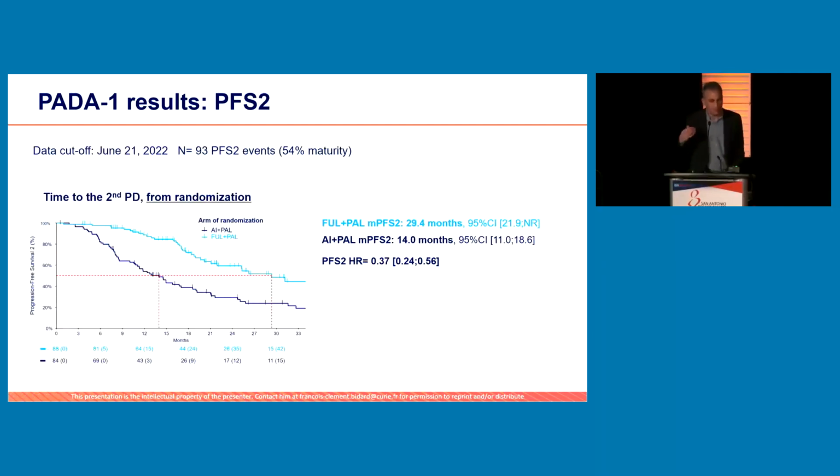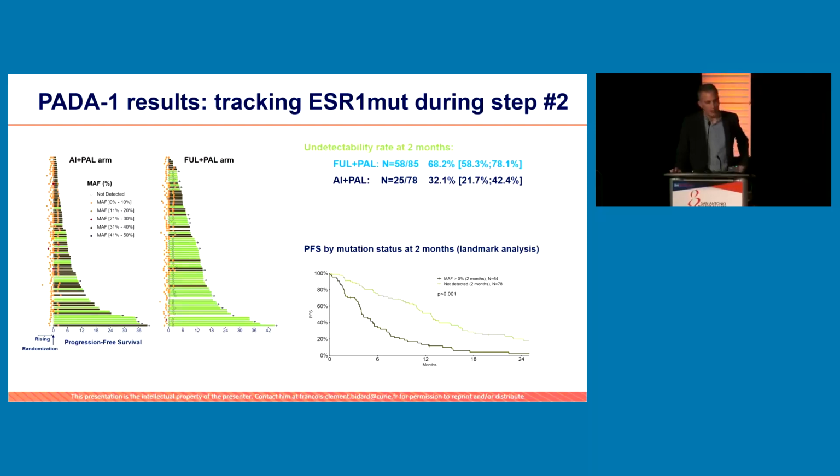PFS2 is defined with the classical definition, from randomization to the second tumor progression. On the data reported at ASCO, we still have a clear advantage in favor of the early switch, suggesting that these patients really gain something in terms of PFS1 and PFS2 compared to patients who remain on treatment. If we move to the last kind of result from PADA1, we also looked at the kinetics of patients that were randomized. These patients were ESR1 mutation positive with rising ctDNA, but had no concomitant disease progression.